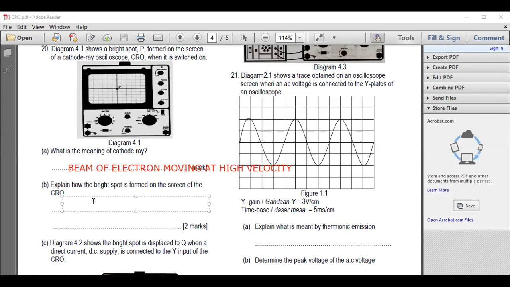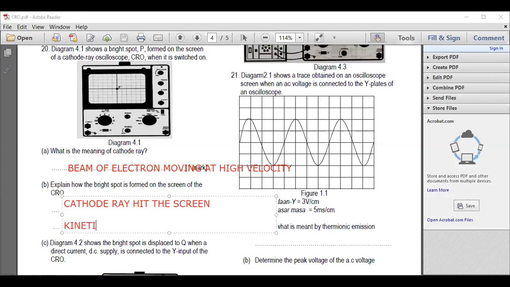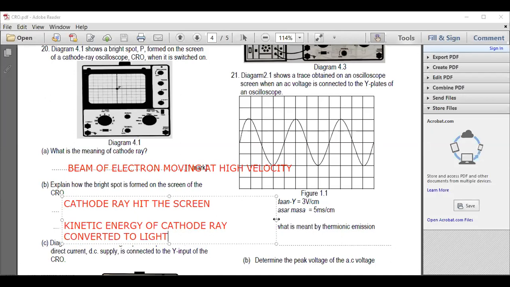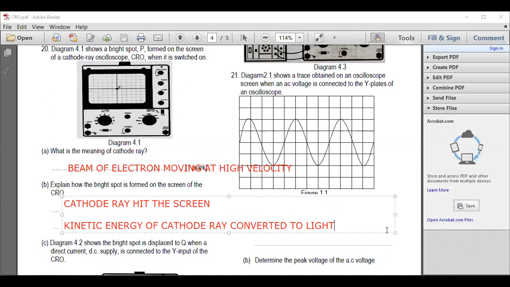Now, explain how the bright spot is formed on the screen. So first you say cathode ray hit the screen. Hit the screen can, strike the screen also can. And then you say the kinetic energy of cathode ray converted to light. Okay, so kinetic energy of cathode ray converted to light. So dapat 2 markah lah.